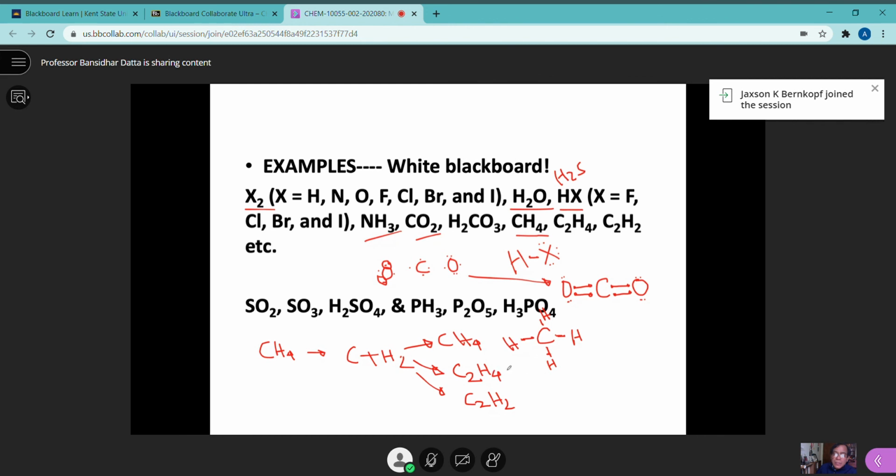How about this molecule? You have a carbon, another carbon, and you have 4 hydrogen, and 4 more hydrogen. Carbon has 1, 2, 3, and 4. So let's put 1 hydrogen here, 1 hydrogen here, and 1 hydrogen here, like this.